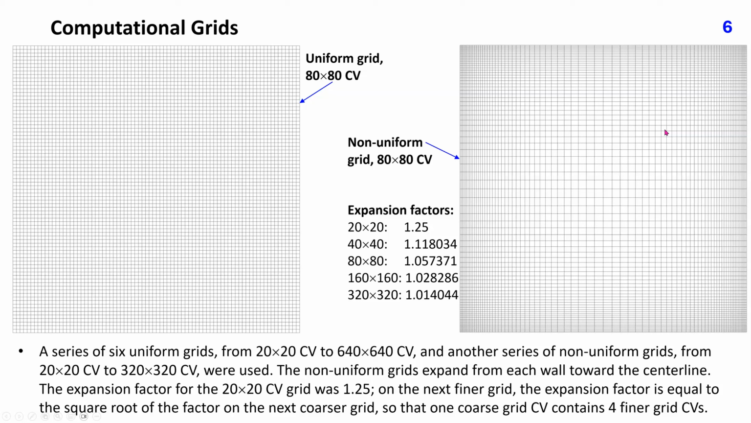The non-uniform grids expand from each wall toward the center. The expansion factor for the 20 by 20 control volumes grid was 1.25. On the next finer grid, the expansion factor is equal to the square root of the factor on the next coarser grid, so that one coarse grid cell contains 4 finer grid cells. On the grid with 320 by 320 cells, the expansion factor was 1.014044.